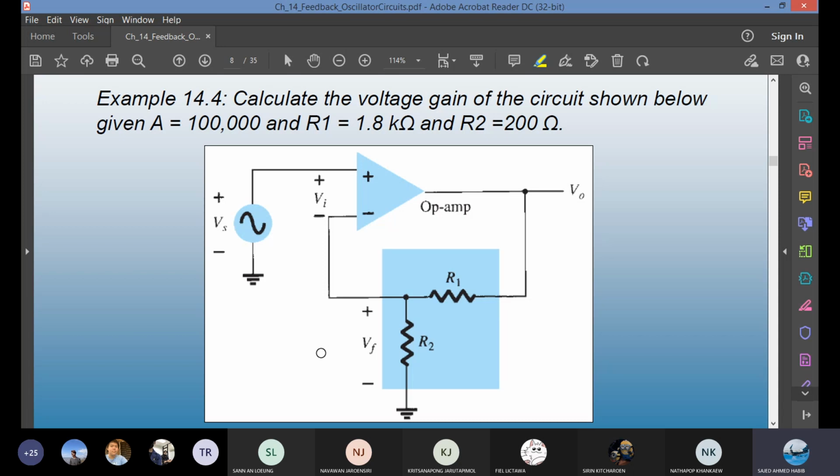So, Mr. Nathapop, for you, calculate the voltage gain of this circuit. Voltage gain means, already given, the gain without feedback is 100,000. So that's the open loop gain. Two resistors are given. This is 200 ohm, okay. 1.8 kilo ohm and 200 ohm. R1 is 1.8K, R2 is 200 ohm. Should it be 2 kilo ohm or what? It looks kind of strange. We can try to do this with 200 ohm. And what you are asked to do is calculate A sub F equals what?